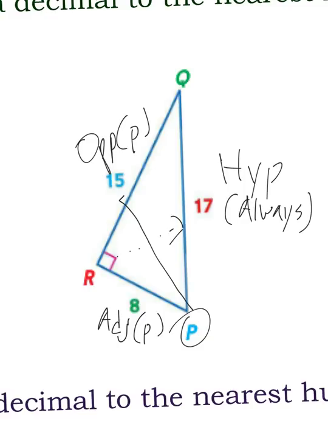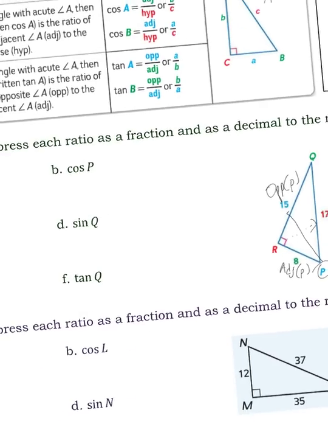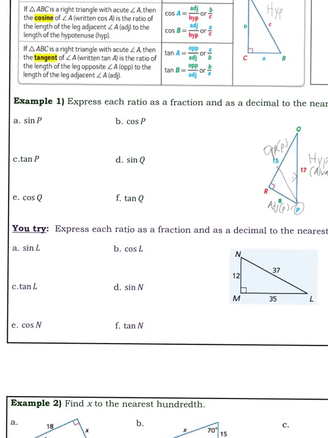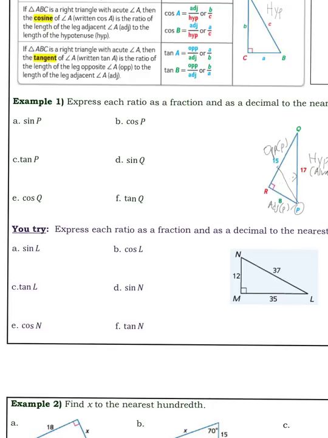Okay. Now that I have my opposite, adjacent, and hypotenuse sides labeled, I can make my ratios. So sine is opposite over hypotenuse. So sine of P equals 15 over 17. Cosine of P is the CAH, A over H. So cosine of P is 8 over 17. And tangent of P is opposite over adjacent, the TOA. So I'm going to write 15 over 8.